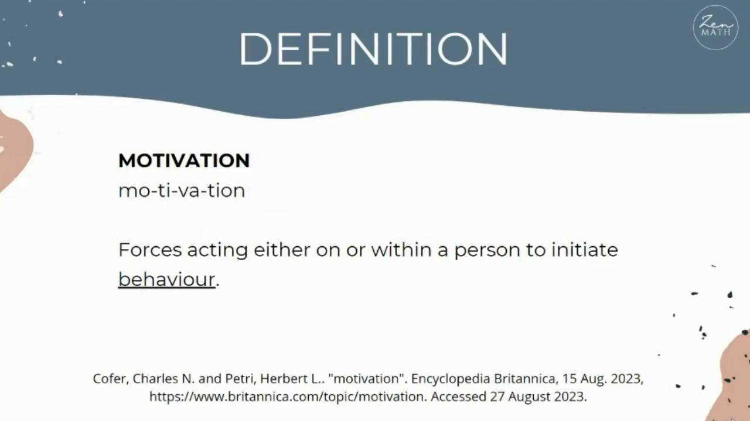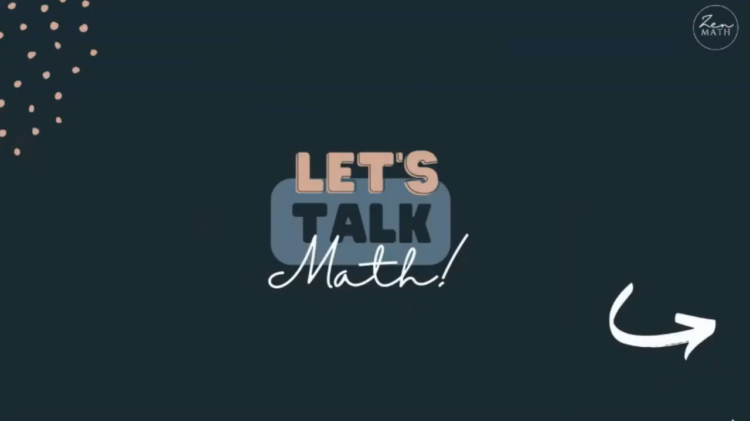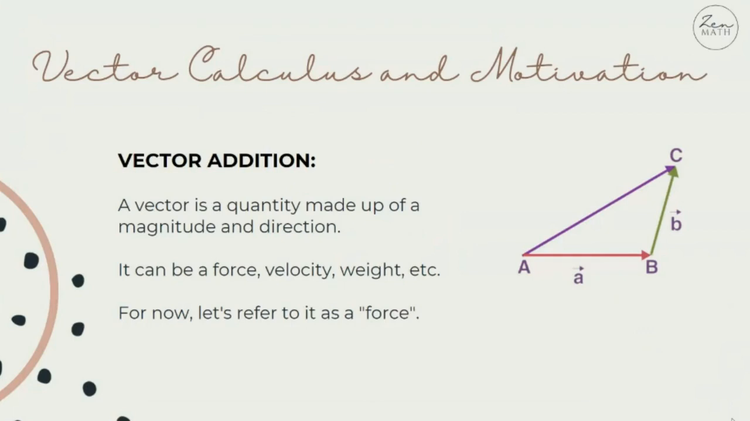Okay, officially the definition from Britannica.com for motivation is forces acting either on or within a person to initiate behavior. Now, there are different variations of these definitions, but I liked this one with the word forces in particular, because now we can bring that over to the math world and relate it to vectors. I know many of you haven't reached this part in math yet, and that's totally fine because vectors is a very easy concept. Basically, when you add 2 vectors together, you're going to get a third vector as seen in this diagram.